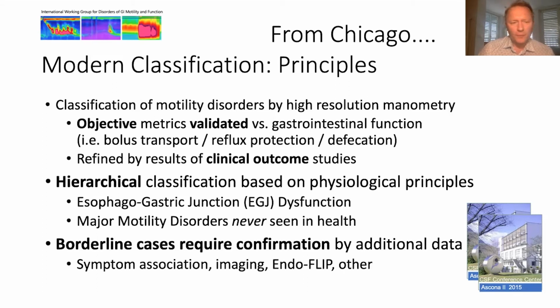And so, if borderline cases were present, rather than just calling them minor motility disorders, we insisted that there was confirmation of the clinical relevance of the findings from additional data, whether that was from symptom association, from imaging like esophageal swallows, endoflip, or other technology that has become available more recently.